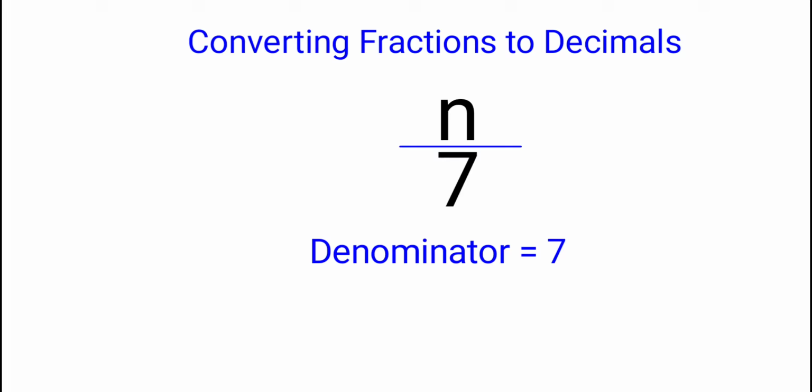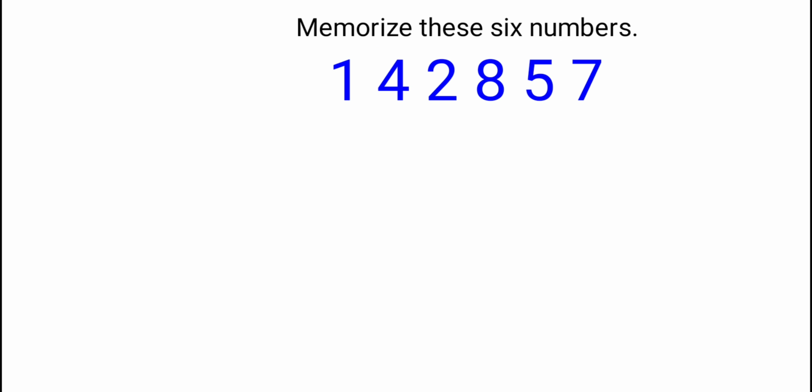I'm going to show you a trick I use when converting fractions to decimals when the denominator is 7. First thing we're going to do is memorize these numbers: 1, 4, 2, 8, 5, 7. Say them to yourself over and over till you got this down. Here's what we're going to do with them.